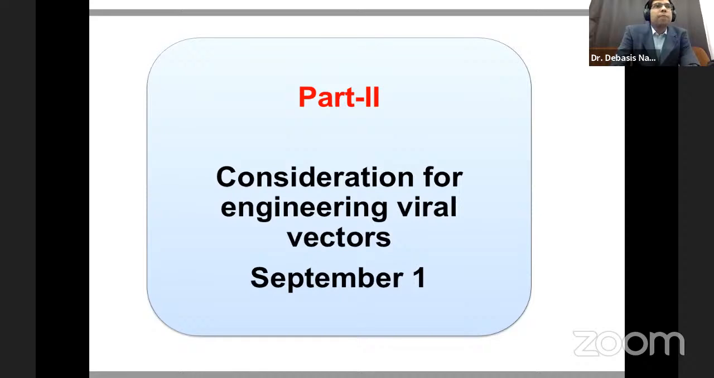Theoretically, yes, and practically also 99% is correct. Okay, but there is another situation we call antibody mediated enhancement. So I'll explain briefly and give you an analogy.